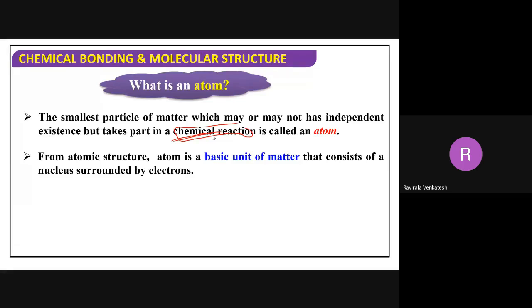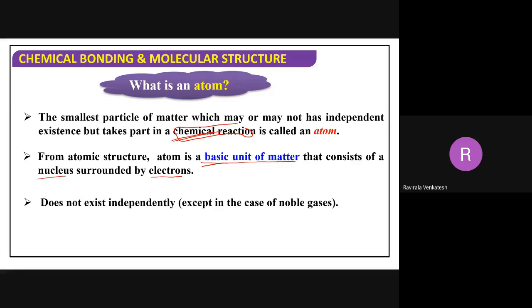Atomic structure, when you observe here, what happened? The basic unit of matter consists of nuclei and also electrons. Nuclei and electrons. These are the basic units of atom.